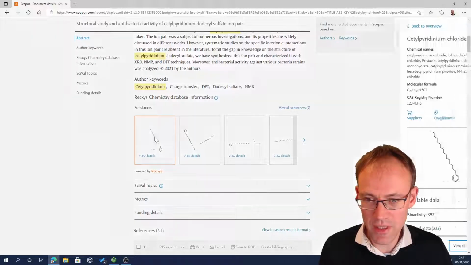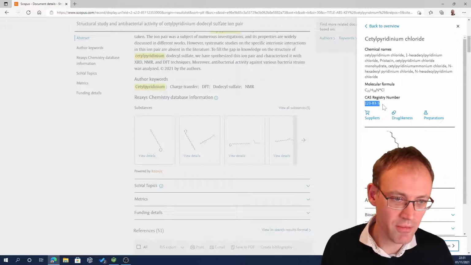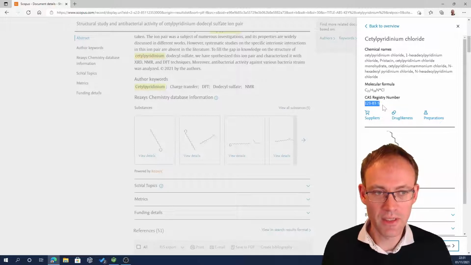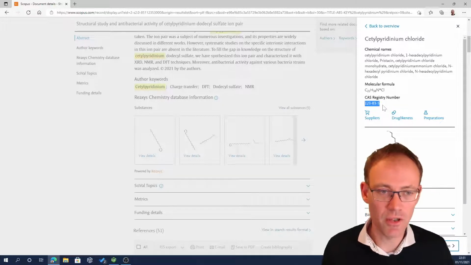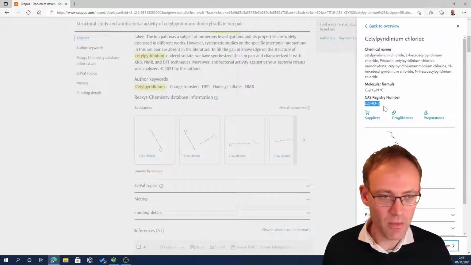So let me actually see what details I can get. And what I can get is a CAS number. But this CAS number is not the CAS number that I thought my compound had, because this is not what it said on my bottle. So let's actually see what has happened here.